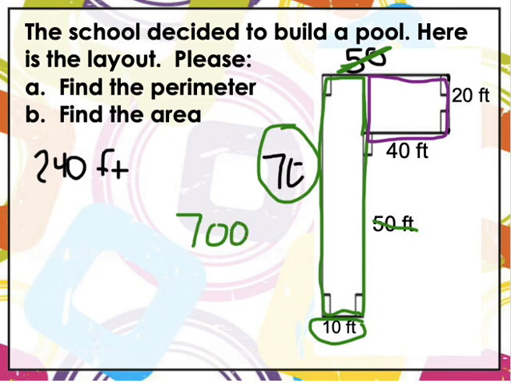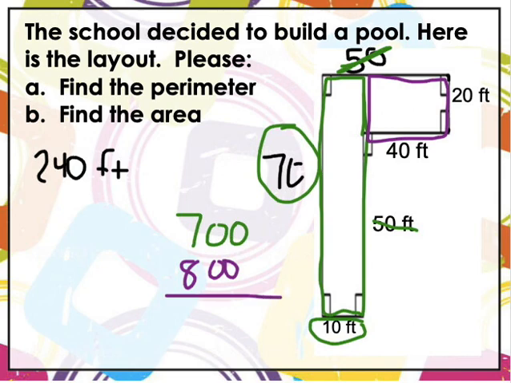Now, the next step is I'm going to multiply to find my second shape. I know that for my second shape, the only things that I have left are the 40 and the 20, because I already know that the 50 represents all the way across, but I stop here. So I'm going to do 40 times 20. 4 times 2 is 8, and then I have 2 zeros.